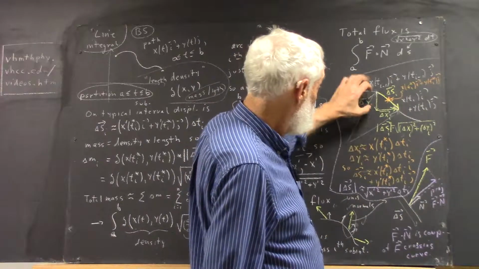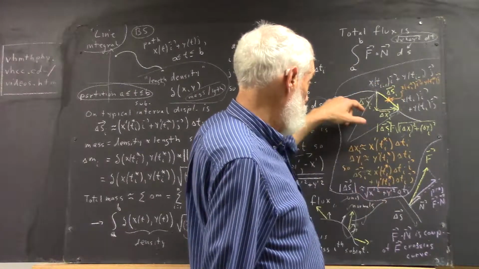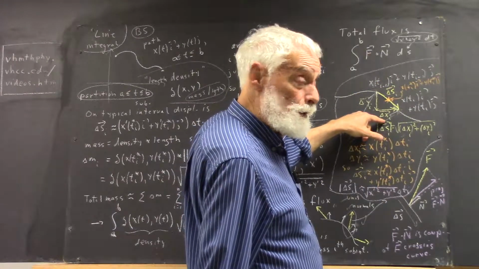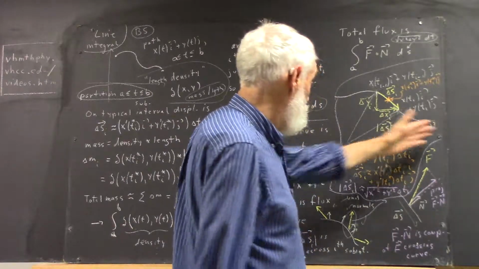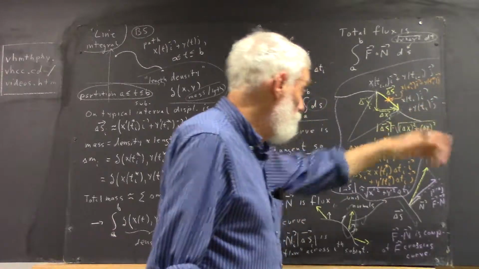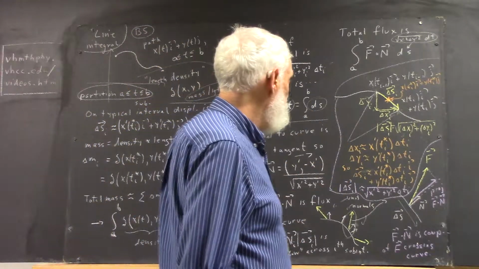The magnitude of delta s sub i is just how long this is. This is a right triangle, so this is the hypotenuse of a right triangle. It has delta x sub i for one leg and delta y sub i for the other, so its length is what I've written down here: the square root of delta x sub i squared plus delta y sub i squared.